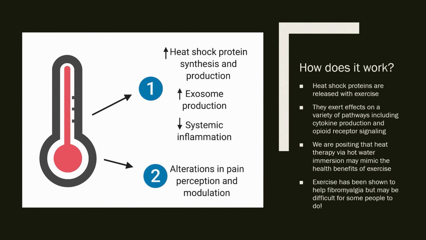So do you know what else increases heat shock protein synthesis? Exercise. So what we believe, and again, we just wrote another grant to the U.S. government to try and get funded for doing this on a much larger scale. We're going to need more hot tubs. What we believe is that heat shock proteins are released with exercise. They exert effects on a variety of different pathways, including inflammatory cytokine production, and even opioid receptor signaling. So we found that one of the heat shock proteins is important in activation of opioid pathways.